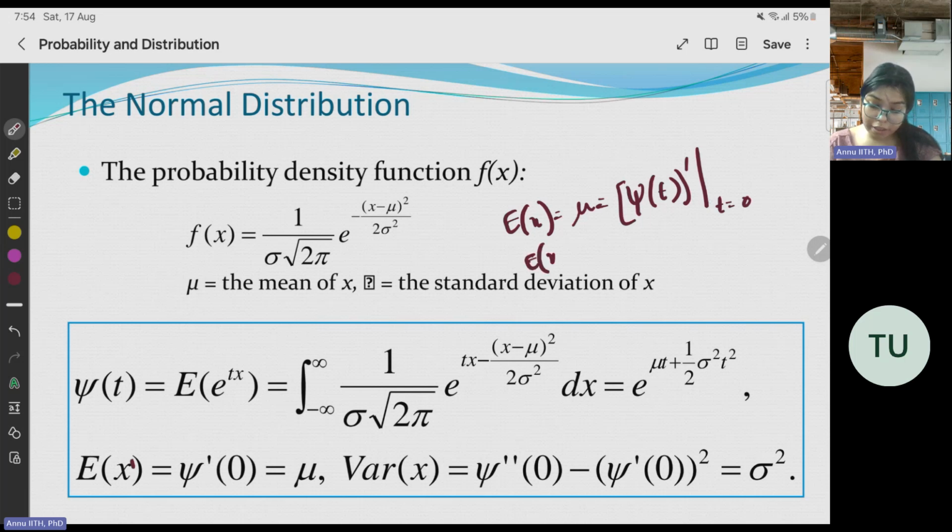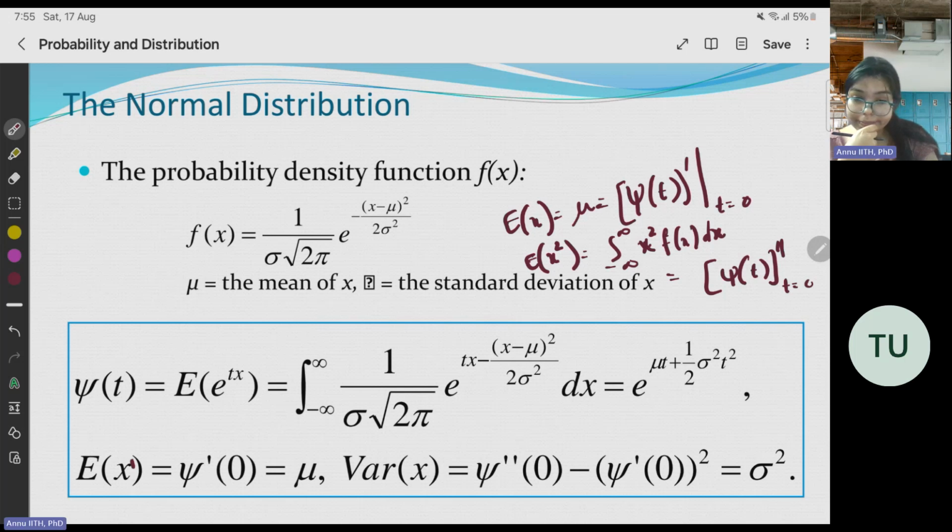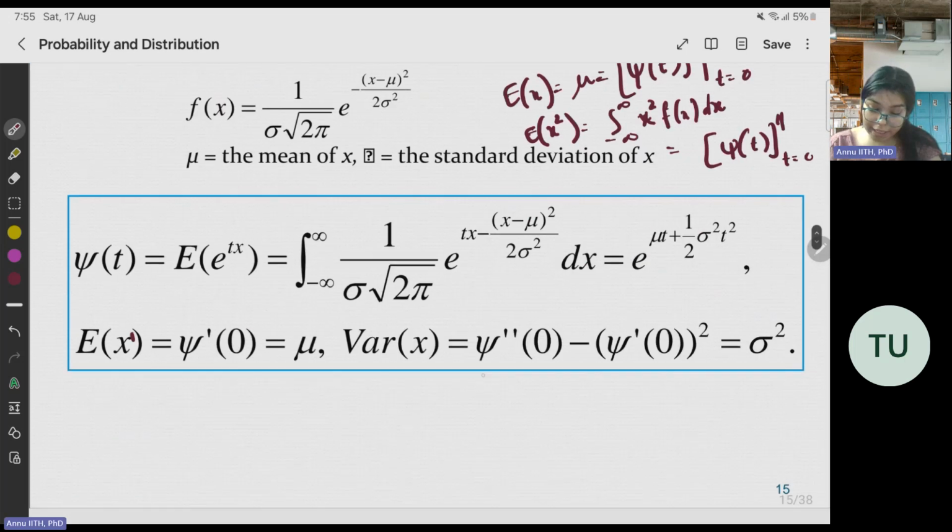Now if you want E of X square, then it is the X square value, right? E of X square is given by the integral from minus infinity to infinity of x squared f(x) dx. It is nothing but phi of t, double differentiation at t equals 0. This is the mean square value, minus the mean value whole square. That is the variance of X, as we saw in the previous example.